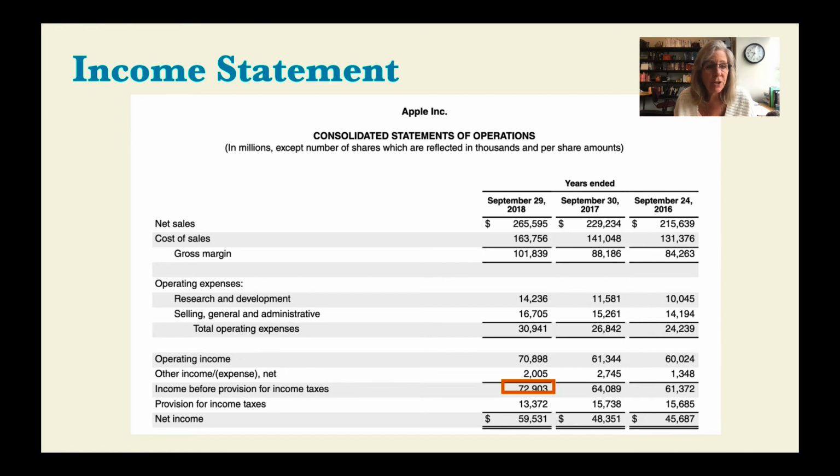Then they have the provision for income tax, which is the amount you pay the IRS. And then that gives us the bottom line income for the company, $59 billion. And usually they list more than 1 year. So in this case, you can see it's been increasing over time in 2016, 2017, and 2018. So the income statement tells you how much profit you've made.